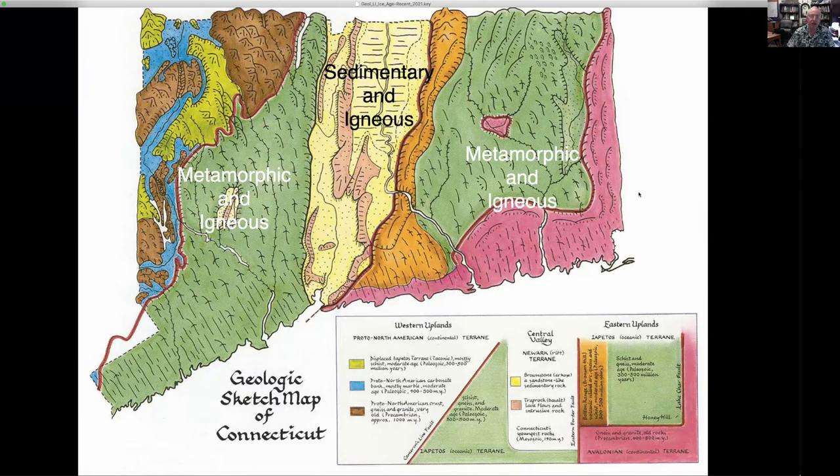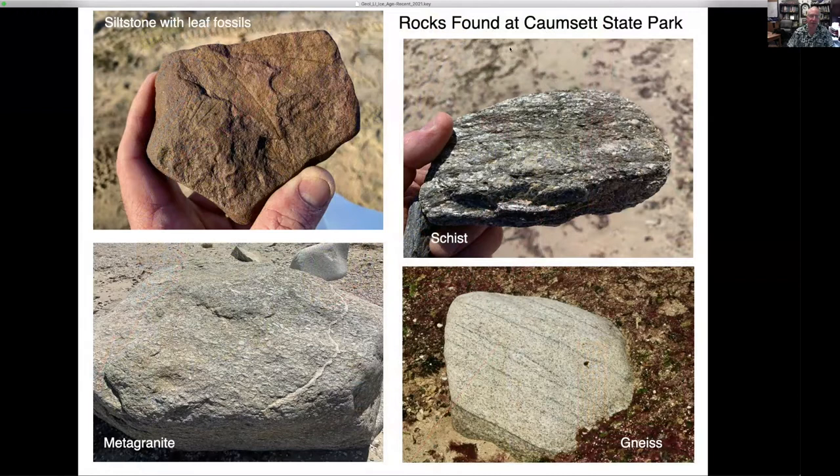Here are a few examples of rocks found at Caumsett State Park. This sedimentary rock here, the siltstone with leaf fossils, is actually not from the glacial material. This is from the layers of geological material that the glacial deposits are sitting on. This is much older coastal plain geology, which I'm not talking about in this lecture. We'll save that for another lecture when we talk about the foundation of Long Island. These other rocks here are metamorphic and meta-igneous rocks that are typical of the rocks of southern New England.